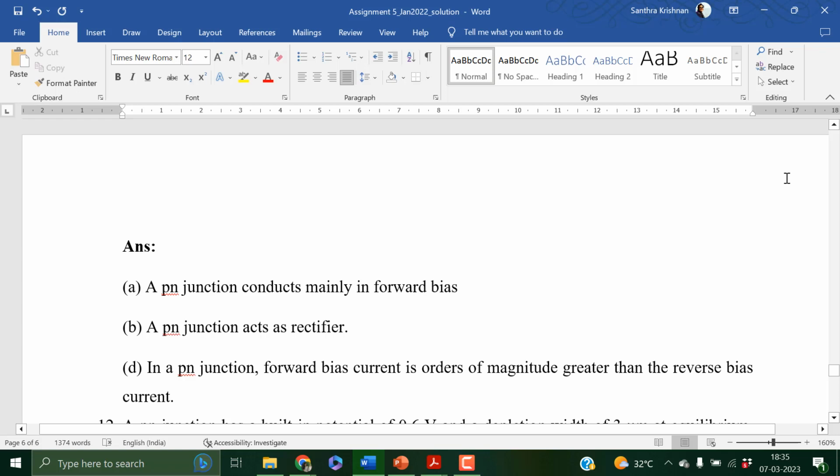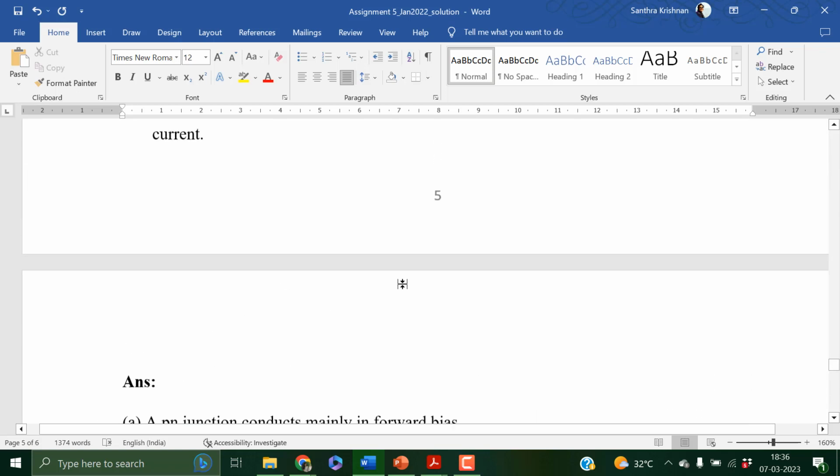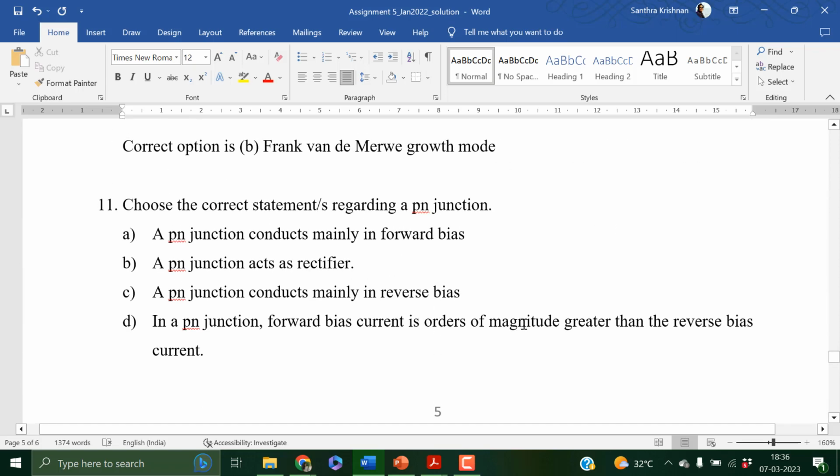Since it acts as a rectifier, we can somewhat say that A is also correct, right? Partially. The marking system will also be like that: all of these will carry partial marks. If you miss one option, some marks will be deducted, I think. Mainly, reverse bias current is also there, but forward bias dominates. But option D, conduction is in forward bias, right? Yes, majority conduction takes place when it is in forward bias, so that option will be correct.